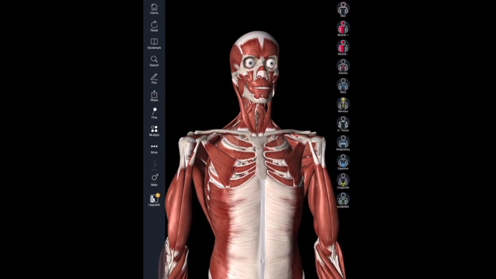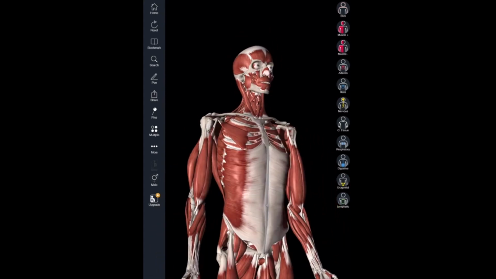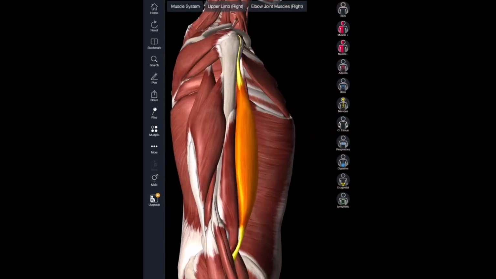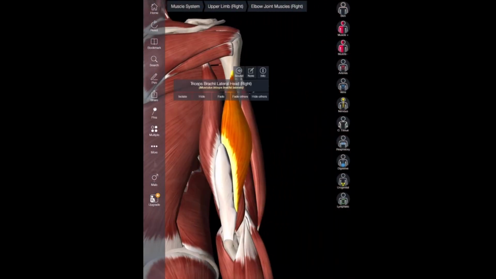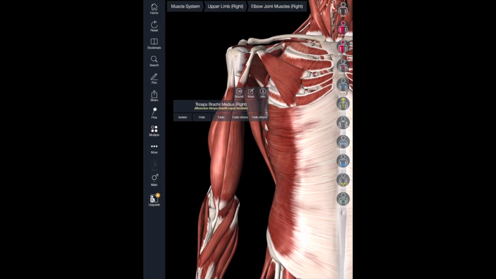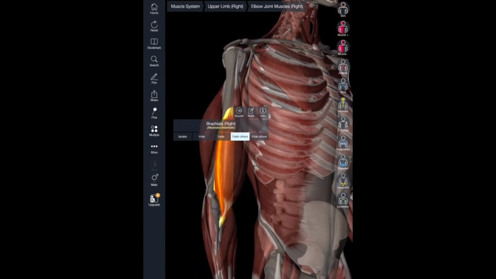Okay, upper extremity muscles. Biceps brachii, those were the two heads of it. Triceps brachii, one, two, three heads of it. And deep to biceps brachii, oh, we lost everything. Is brachialis, it's right there. If we fade everybody, we can see him.